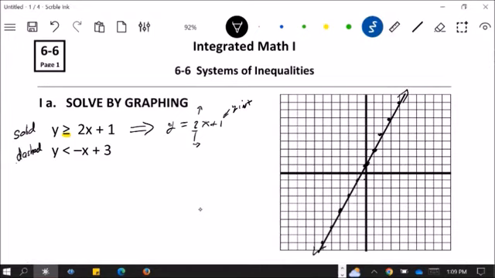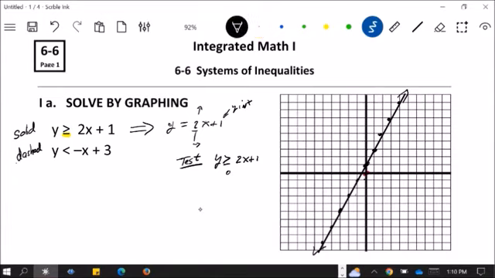Having done that line, now we're going to test the area. We're going to test it to decide which side to shade. So I'm going to use the original equation, and I'm going to test it with a point. The easiest point to use, if it's possible, would be 0, 0, as long as it's clearly on one side of the line. If the line goes through 0, 0, then you can't use it.